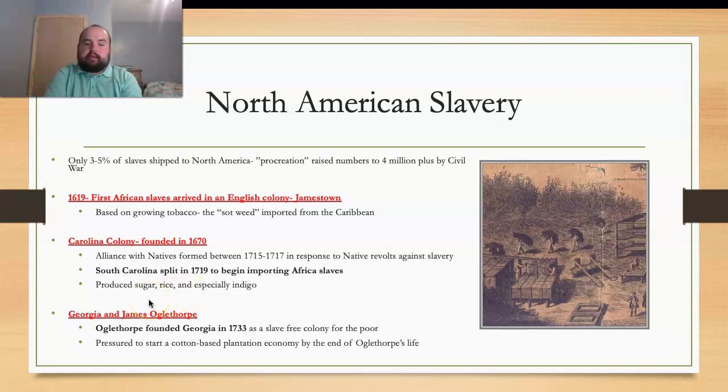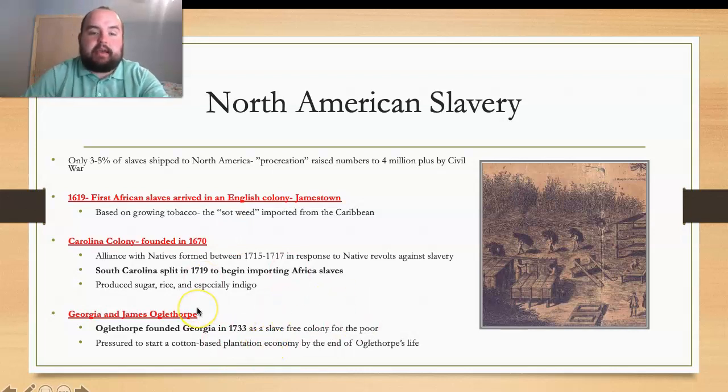Georgia came along a little bit later and was actually tragically founded by a guy named James Oglethorpe. He originally founded the colony in 1733 to be a slave-free colony and a refuge for poor people and debtors from England. However, because of economic pressures, he eventually was convinced to start a slave cotton-based plantation economy before he died. So Georgia became especially known for producing cotton at that time.